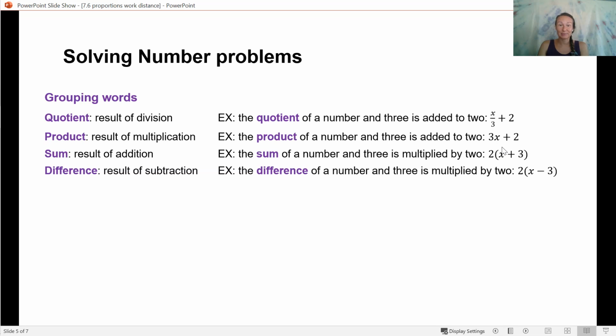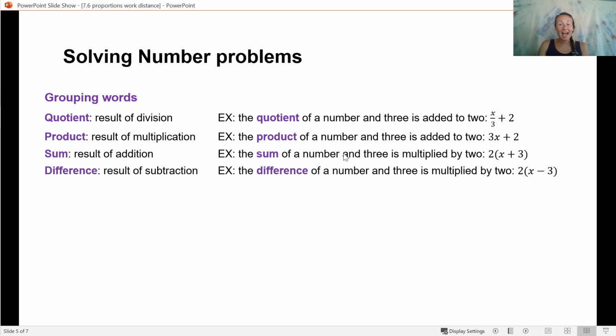That's why I don't have parentheses here, or if there were to be parentheses, it would be around the 3x. Now in our third example, the sum of a number and 3 is multiplied by 2. So here, this sum is grouping the number x and the number 3.